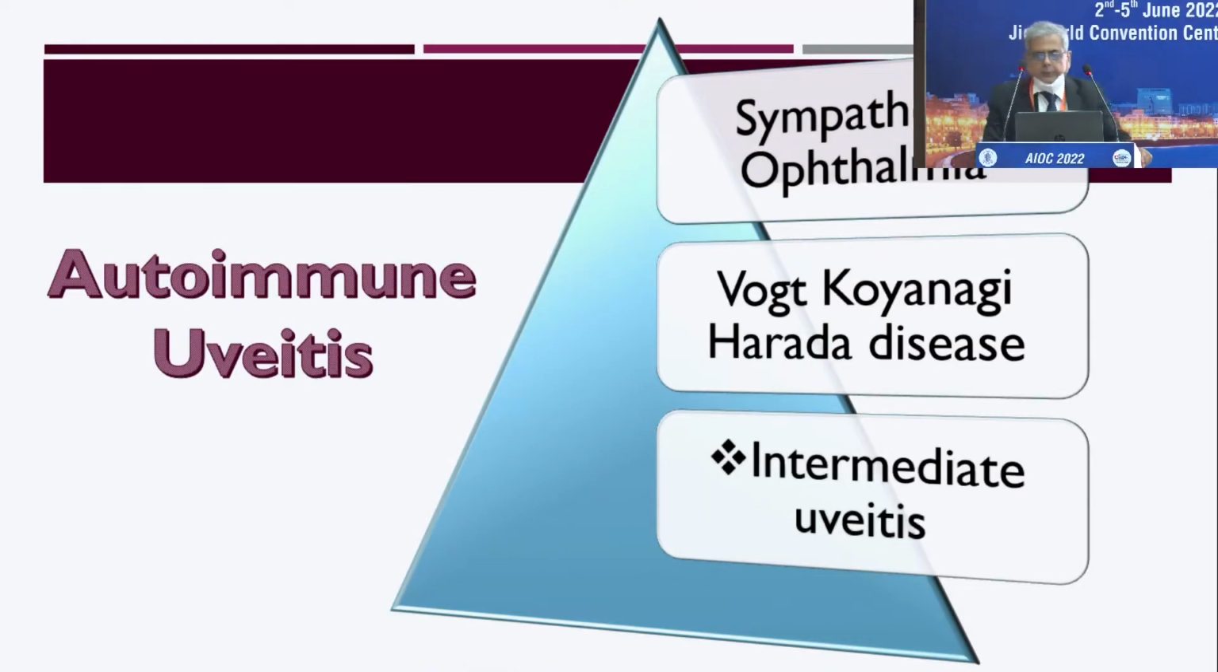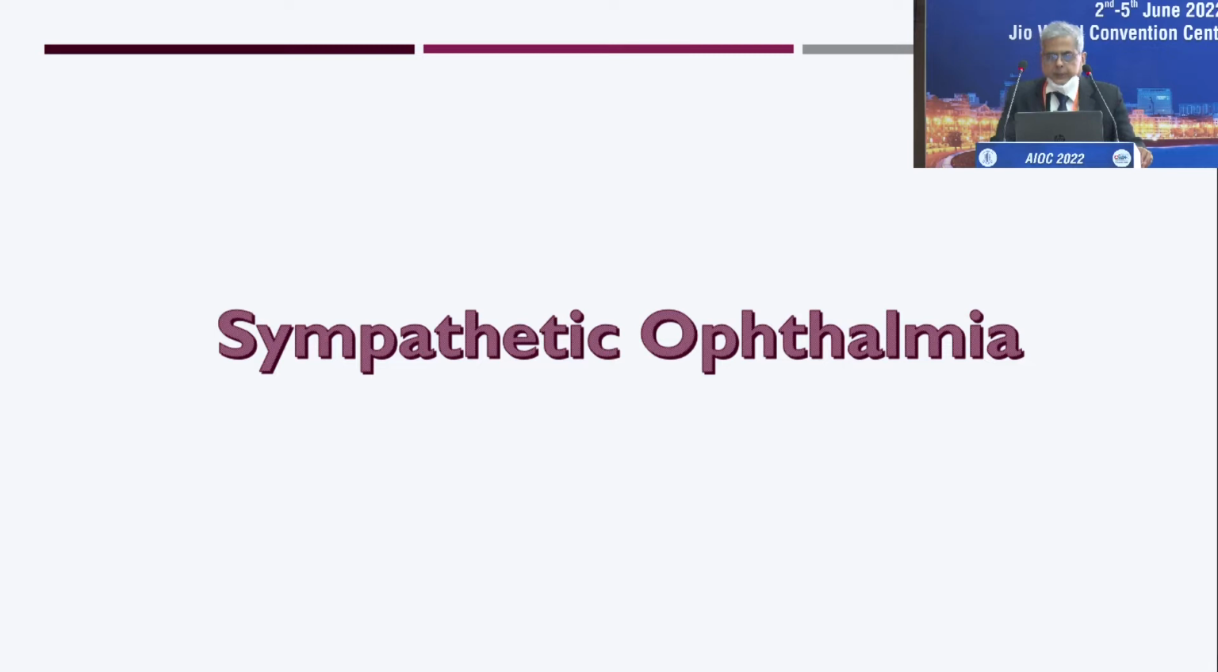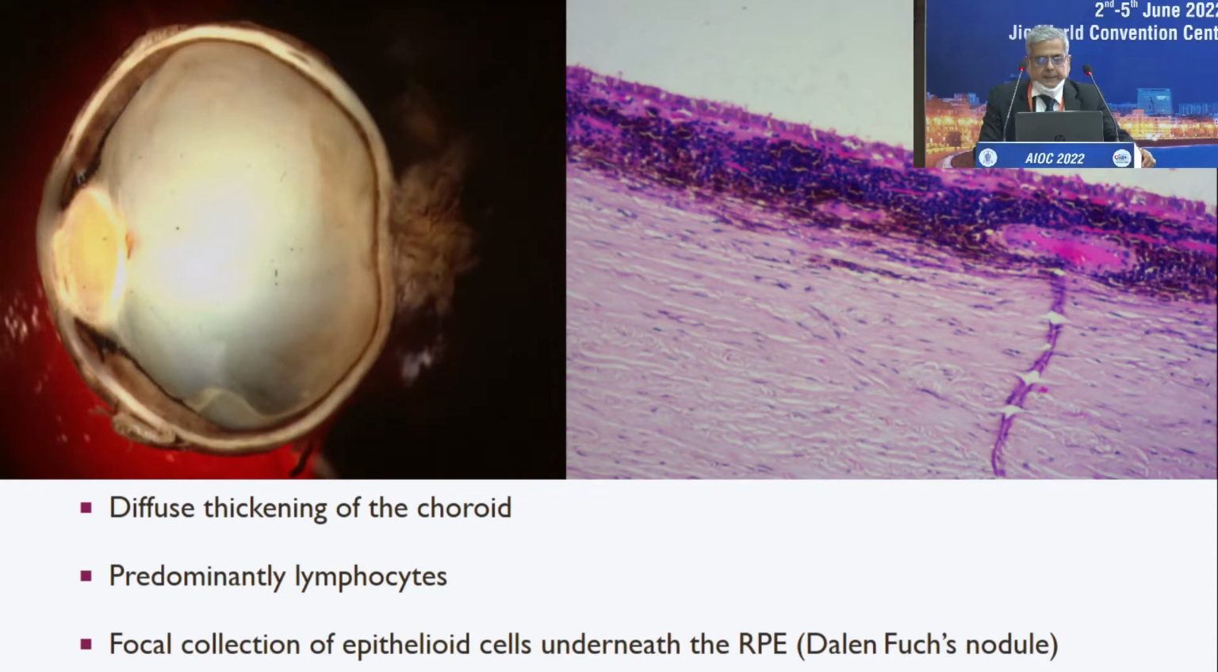In autoimmune uveitis, sympathetic ophthalmia, Vogt-Koyanagi-Harada disease, and intermediate uveitis are three important causes of autoimmune uveitis. We have got the chance of looking at the histopathology and immunohistochemistry of the same. And here is a gross cut section of the eyeball showing diffuse thickening of the choroid.